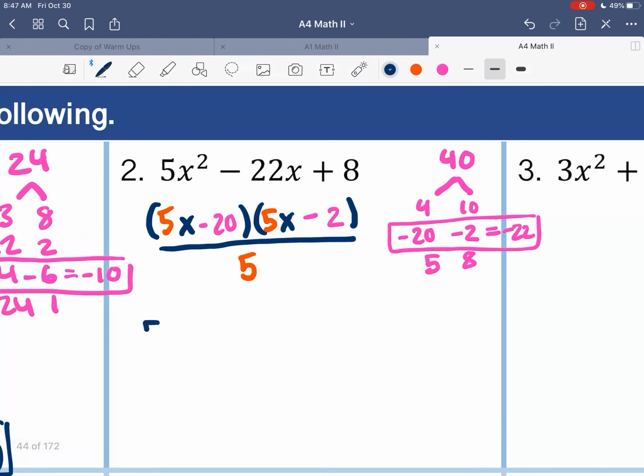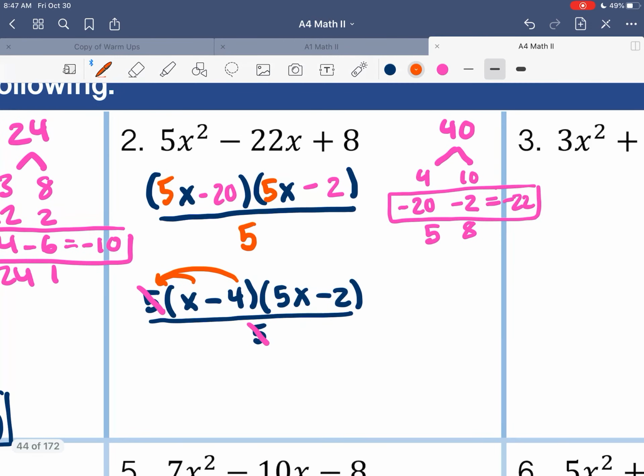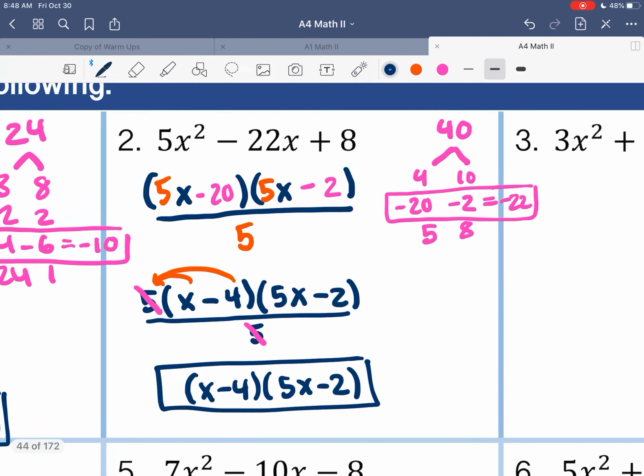What color was I using? Oh, just normal. We factor out a 5, and we're left with x minus 4, because 5 times 4 makes 20. And this one, 5 and 2 don't have anything in common, so we can't factor anything out of that one. But it's fine because those 5s cancel. Hang on, that's where I got that 5. The 5s cancel, and we're left with x minus 4 and 5x minus 2. There's factored form for you.